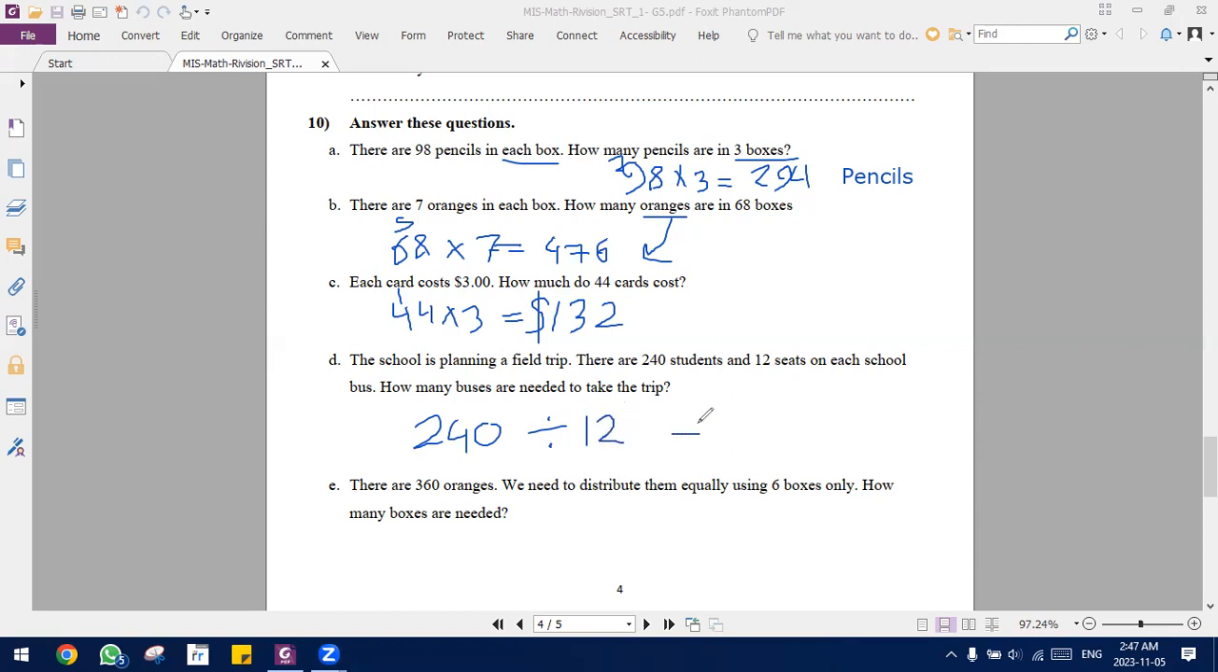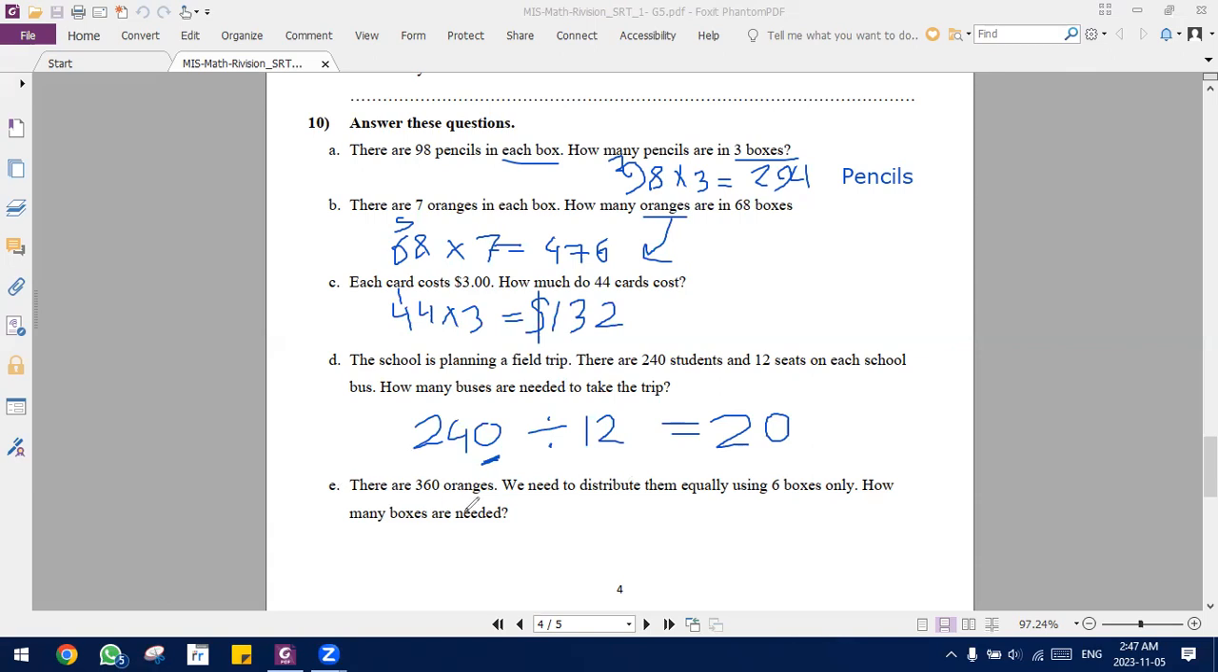Okay? 240 divided by 12. Now that 0 we ignore it. Keep it till the end. Can I divide 24 by 12? Yes. What's the answer? 24 divided by 12 is 2. Now bring that 0 that you ignored to the answer. So it's 20. So they said how many buses we need? We need 20 buses.